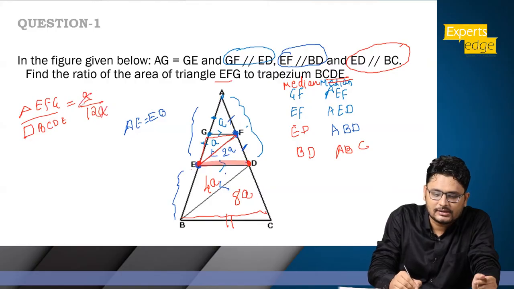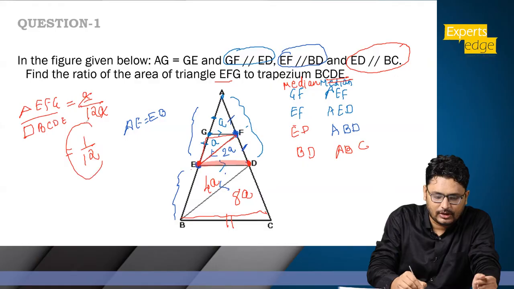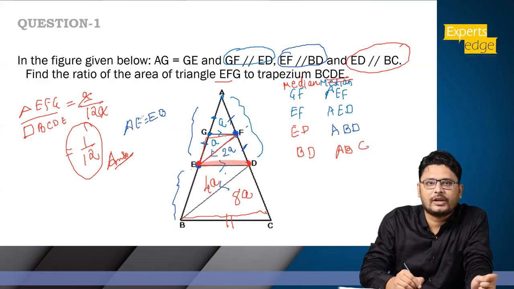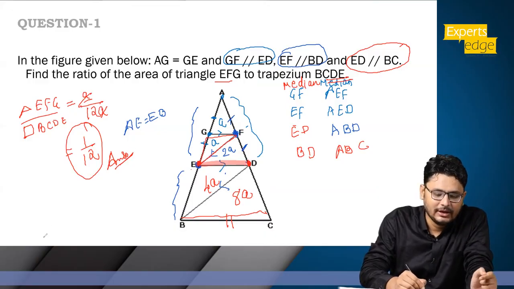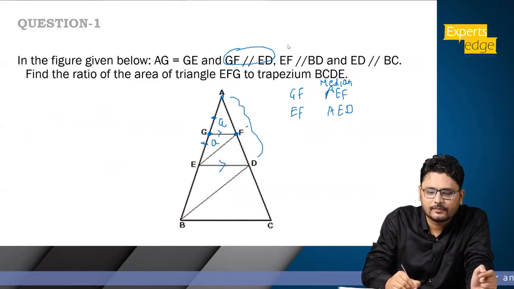So this A cancels out. So what is the ratio of it? Answer is 1/12. Okay. So I hope this particular point is clear, that median divides a triangle into two equal halves. Okay, a simple concept coupled with midpoint theorem. Okay, now let's move to the next question.